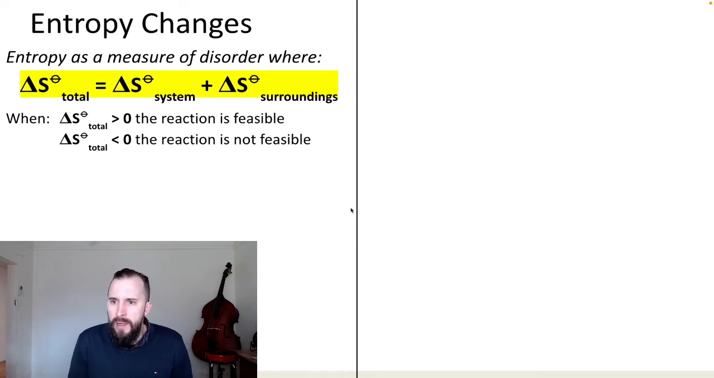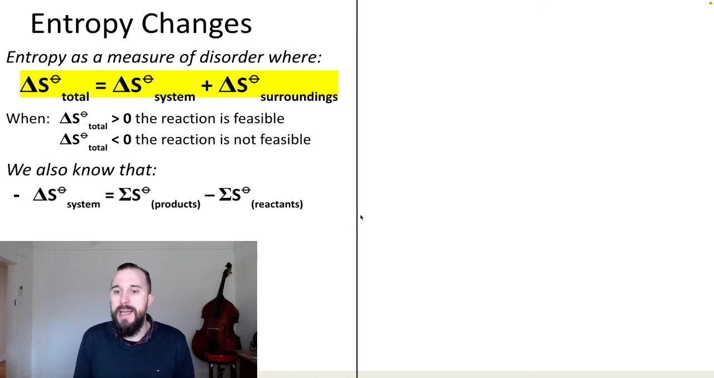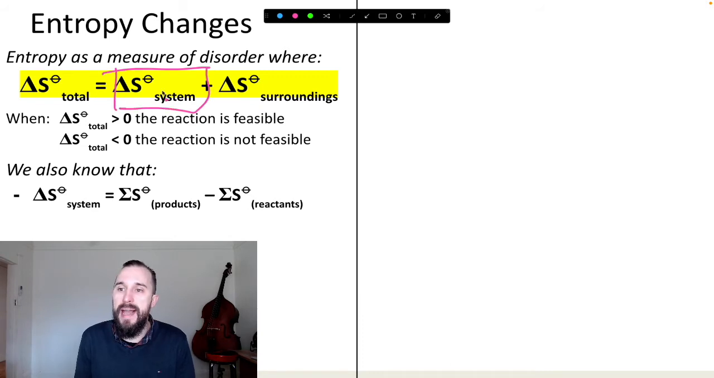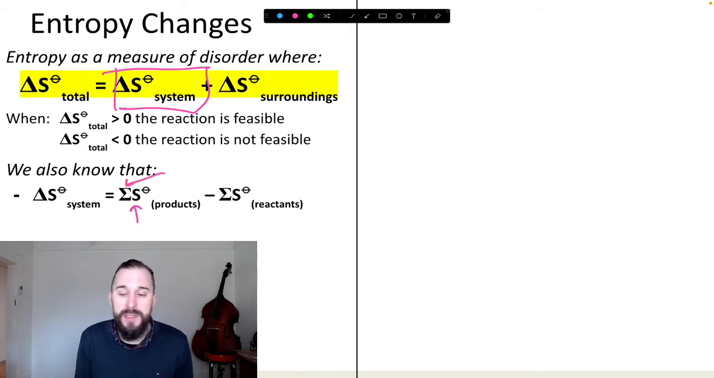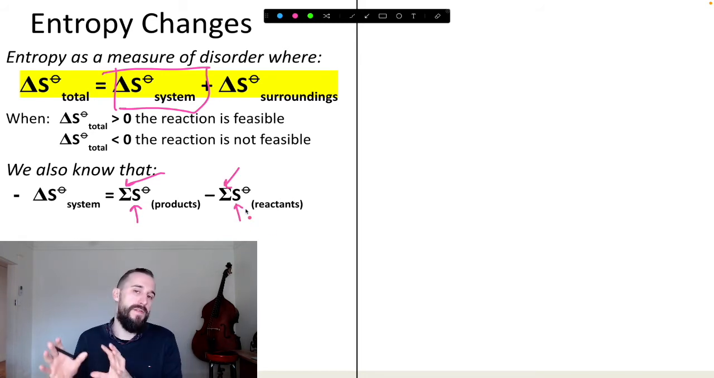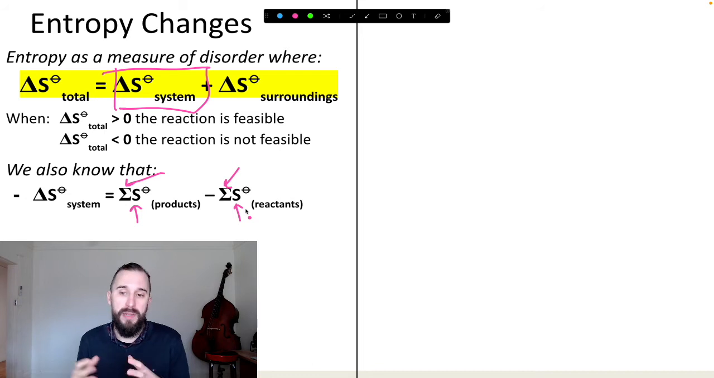So, what else have I got here? We've got that we know the delta S of the system, so we can calculate this. We can calculate the change in entropy of the system if we have the entropy of each of the products and we add them together. We get the sum of those, the sigma sign meaning the sum, and we subtract that from the sum of the entropy of the reactants, where those values are going to be given to you, and you can plug that in to work out the total entropy change of the system.